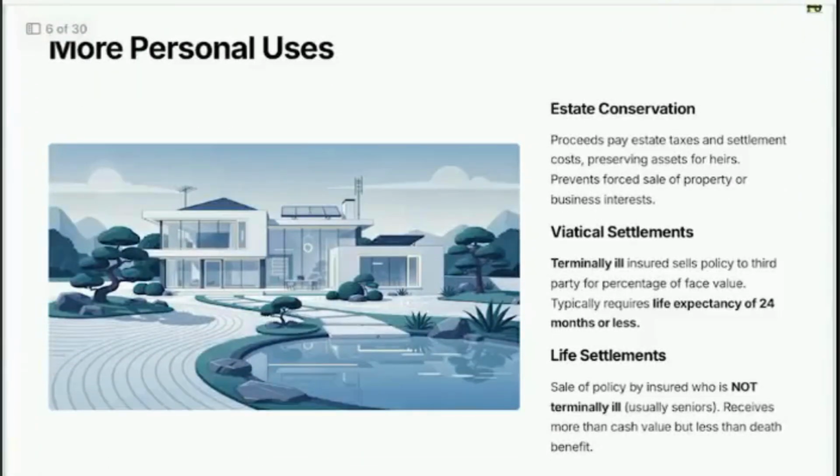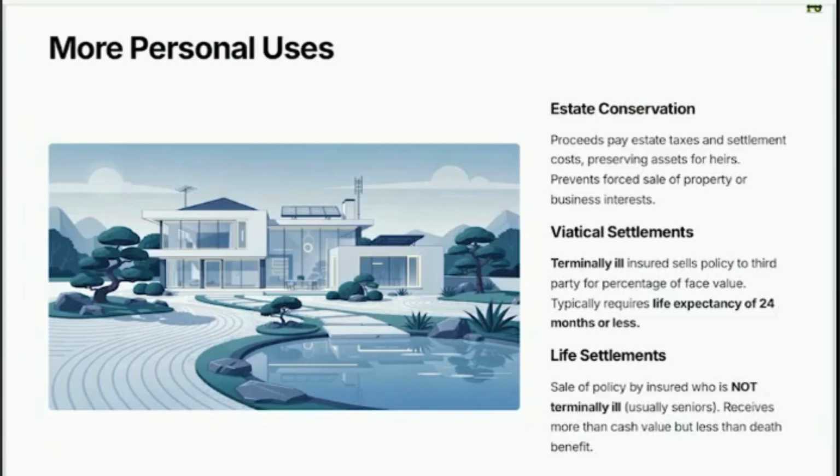A couple other personal uses of life insurance is estate conservation. Proceeds pay estate taxes and settlement costs, preserving assets for heirs. It prevents forced sales of property or business interests. So there are certain ways to protect from the taxes and settlement costs and things like that when passing your estate and assets on to your heirs, especially for very, very large policies. For the wealthy, it creates an estate conservation.